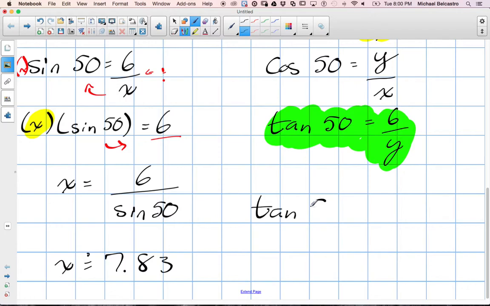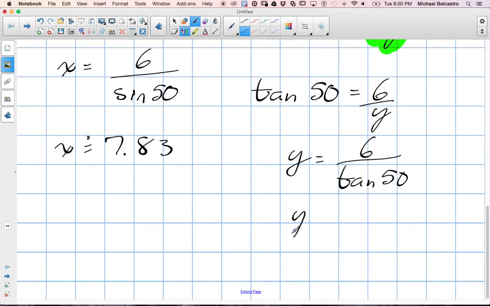Same idea. Tan 50 equals 6 over y. As you can see, the pattern here is to pretty much just interchange this tan 50 and the y, so I'm going to do that. Y is equal to 6 over tan 50. And if you're unsure, just look back to that note on how we did that.